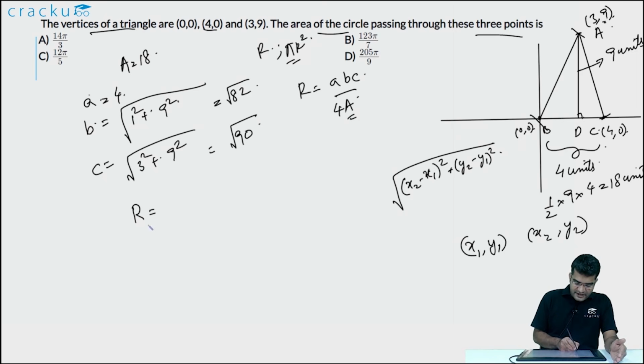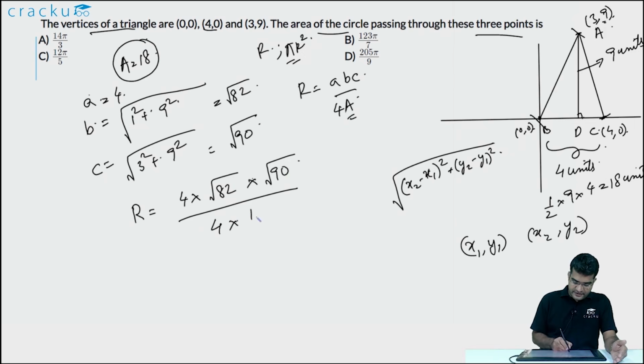So the value of R will equal 4 into what is the value of b? Square root of 82 into c, which is square root of 90, divided by 4 times area. Area we have calculated is equal to 18. So we can cancel 4 on both sides. Square root of 90 will be 3 into square root of 10, and into square root of 82 divided by 18.